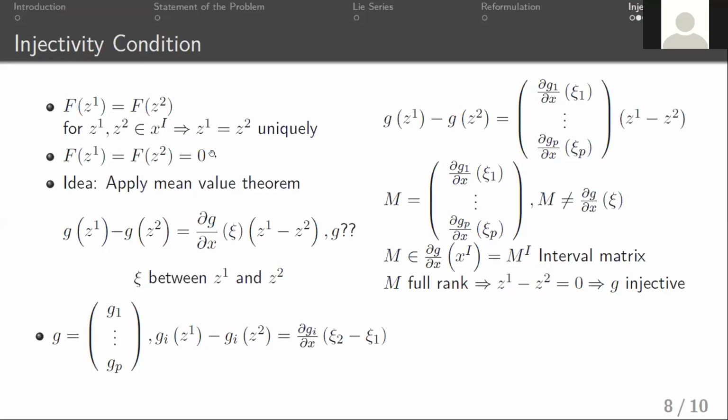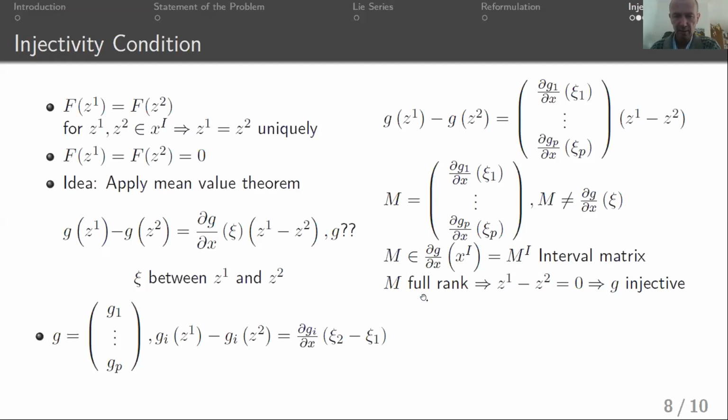We know that if Z1 and Z2 are in this interval vector, then these intermediate values are also lying in this interval vector, because they are between Z1 and Z2 on the straight line between these two vectors. And that means this matrix M, as we call it here, is not equal to the Jacobian matrix at some intermediate point, but it is included in the interval extension of the Jacobian matrix with this interval vector xi, where all these vectors belong to. And that means if M has full rank, then Z1 minus Z2 is equal to 0, because if this matrix has full rank and we set this to 0 here, then this has to be 0. And that means G is injective.